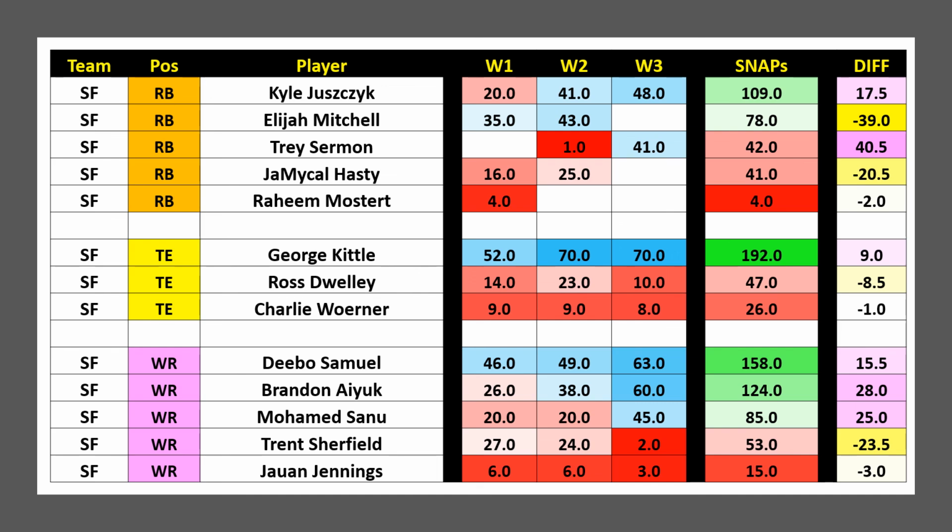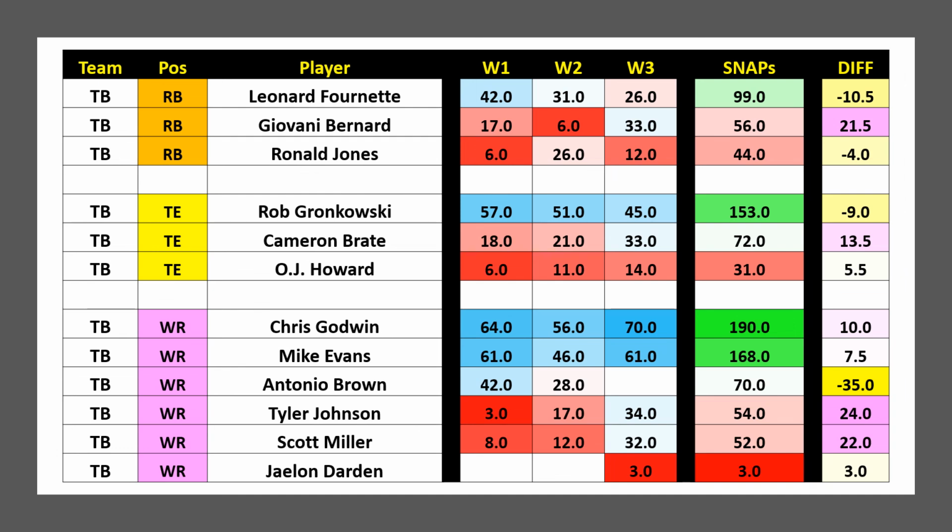Sherman is number 1 now, all of a sudden. Who knows when Mitchell comes back, how all that's going to go. Kittle is doing what Kittle does. That's good. Samuel, Ayuk, and Sanu. Sanu really stepped it up. I guess he's the number 3. Worth the injury pickup on a deep bench, yeah.